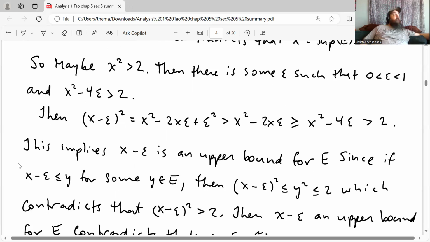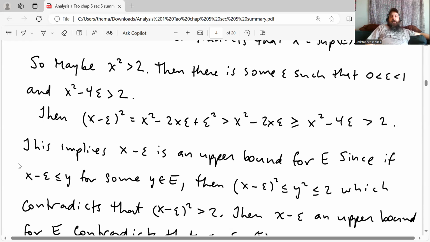less than or equal to 2. So if you negate, you get negative X is greater than or equal to negative 2, which means that negative 2X epsilon is greater than or equal to negative 4 epsilon. So that's where that comes from. And we know that that's greater than 2 because we chose epsilon to have that property.